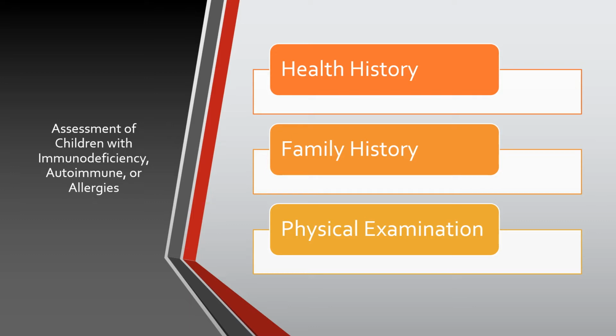As far as family history, it could be positive for immune deficiency or autoimmune disorder. It could also be negative. This may not be anything that they know about in their family history.